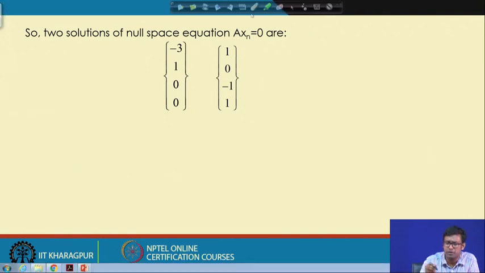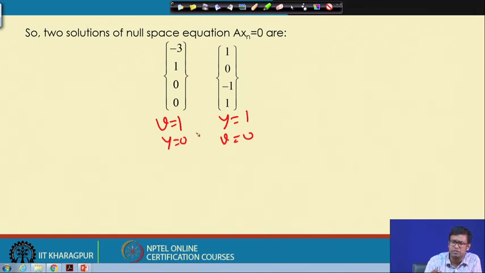The first solution is obtained for v is equal to 1 and the second solution is obtained for y is equal to 1. Here y is equal to 0, v is equal to 0. Instead of v is equal to 1, if I had put v is equal to 2, I would have got the solution -6 2 0 0, you can confirm it. If I put y is equal to 3, I would have got the solution 3 0 -3 3. So, these solutions scale with the value of v and y. We can assume any value of v and get a different solution. We can assume any value of y and get a different solution.